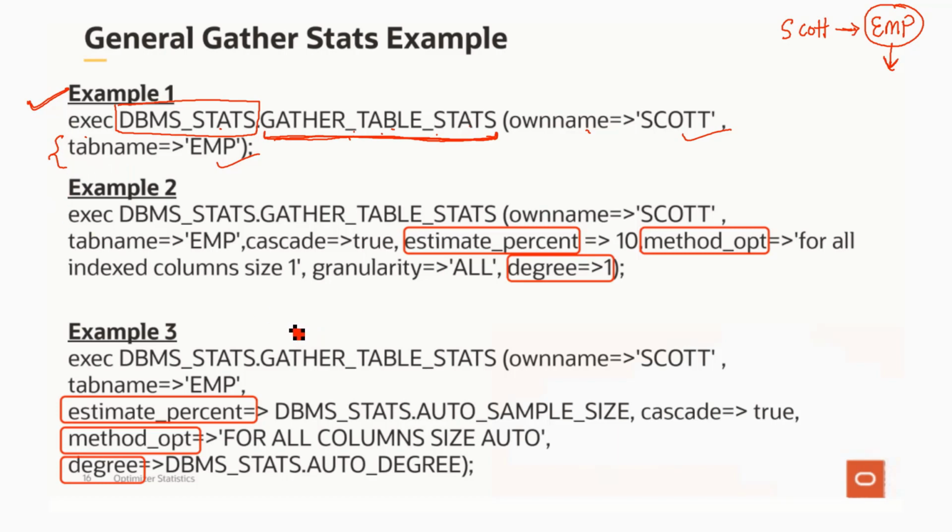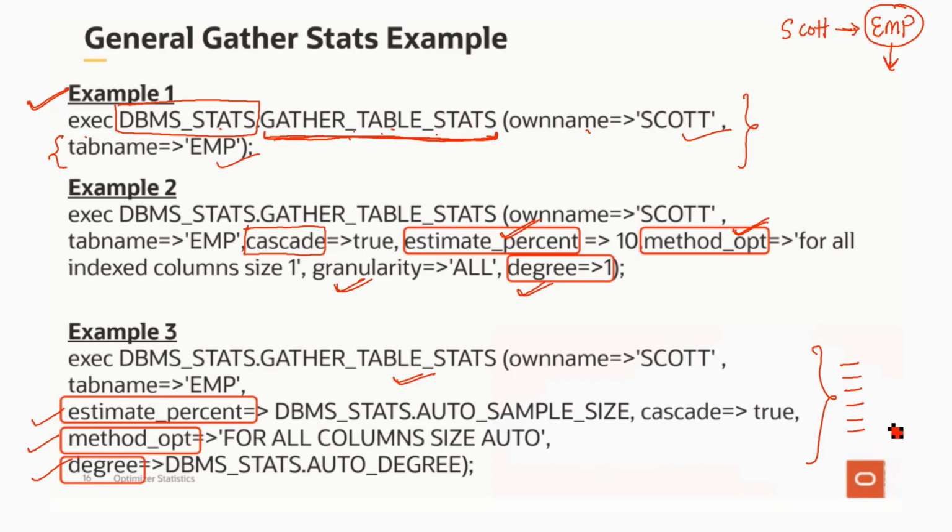Apart from that, we have a second example where we have added some extra parameters: cascade equal to true, estimate_percent, method_opt, granularity, and degree. Similarly, if you are gathering table statistics, we have used three more things: estimate_percent, method_opt, and degree. You may ask, what if we trigger this command instead of the other one? It won't change the result. Both commands are pretty much similar, but you are adding some extra parameters to get these procedures executed as soon as possible.